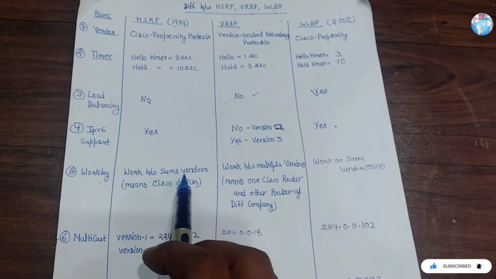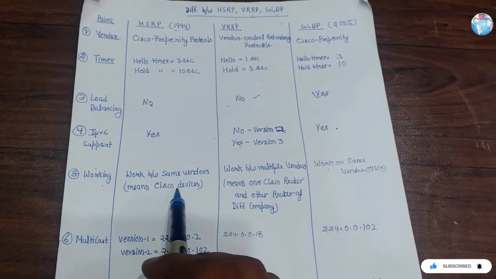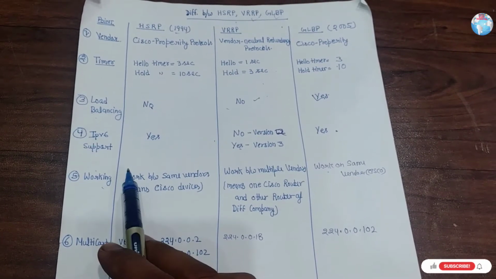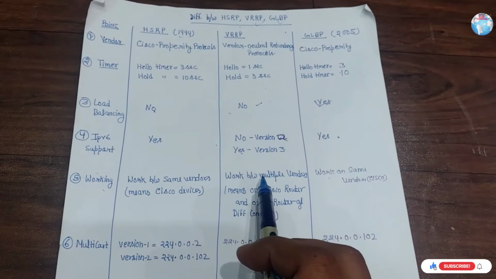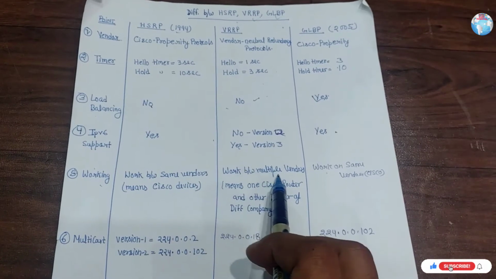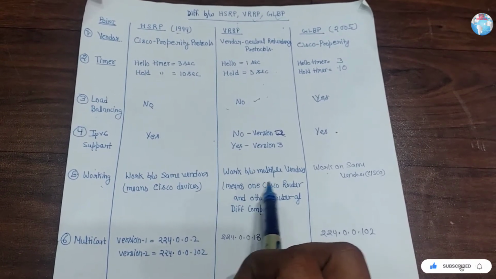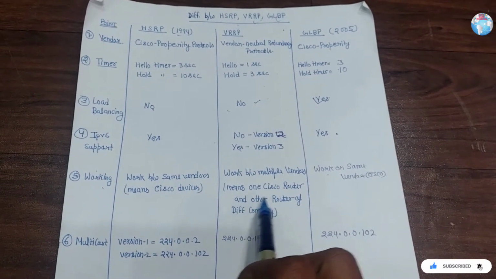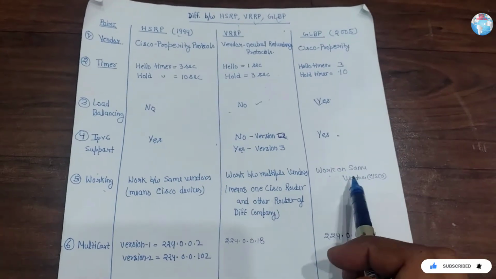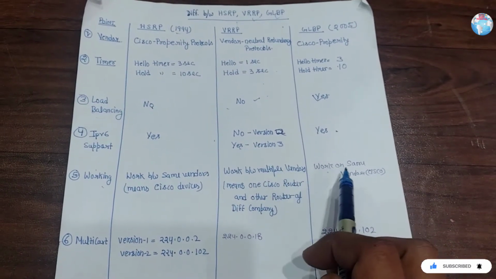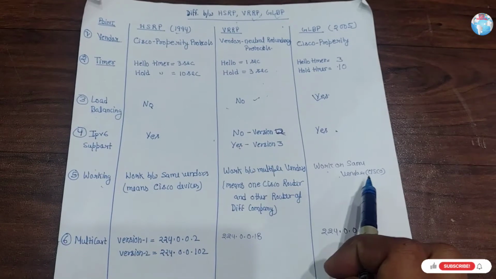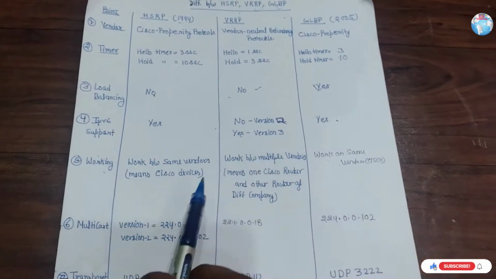Fifth difference is working. HSRP works between the same vendor, meaning Cisco routers; only same company routers HSRP works. But VRRP works between multiple vendors, like one router is a Cisco router and the other router is another company's router, it works in VRRP. GLBP is also the same as HSRP, it works only on the same company vendor, meaning Cisco routers only.